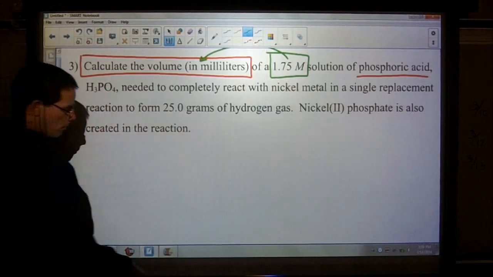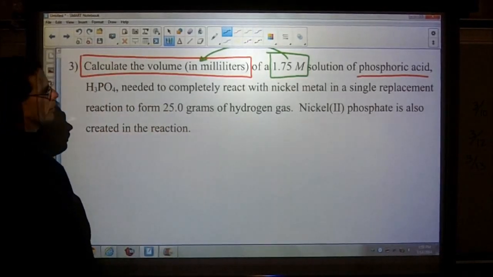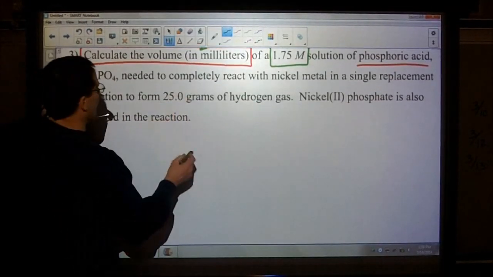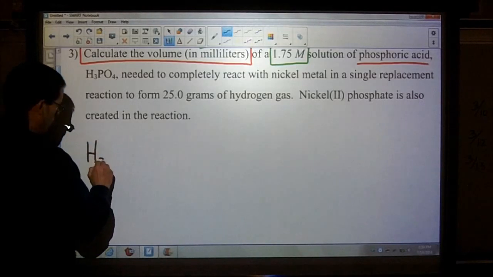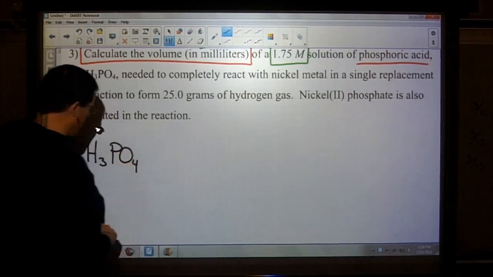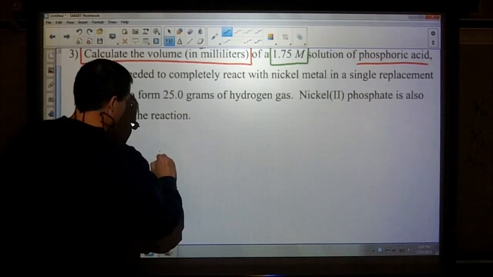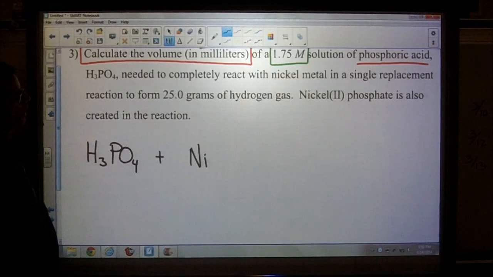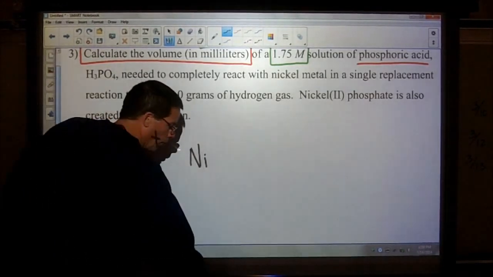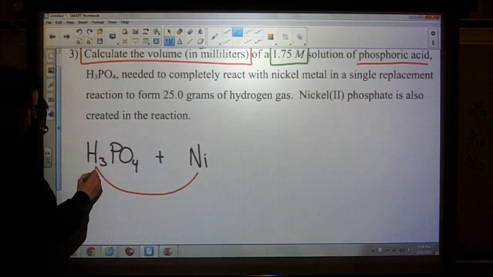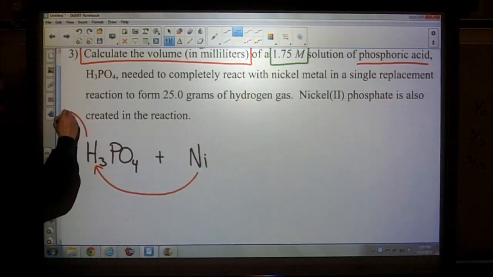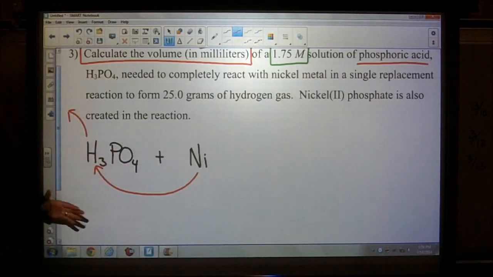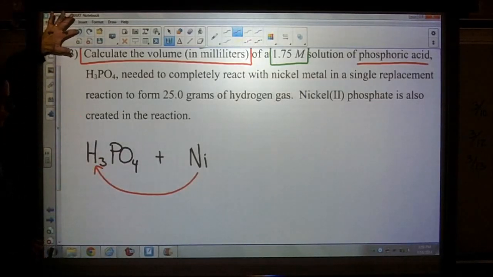So let's write down what we know. Again, I want you to calculate the volume of phosphoric acid needed. So that means that it's going to react with, so phosphoric acid, H3PO4, needed to completely react with nickel metal, and nickel's Ni, in a single replacement reaction. So what that means is nickel is going to replace the hydrogen, and the hydrogen's going to get kicked out. And again, we're going to assume that that mechanism or that action is going to happen. So that's what's going to happen.